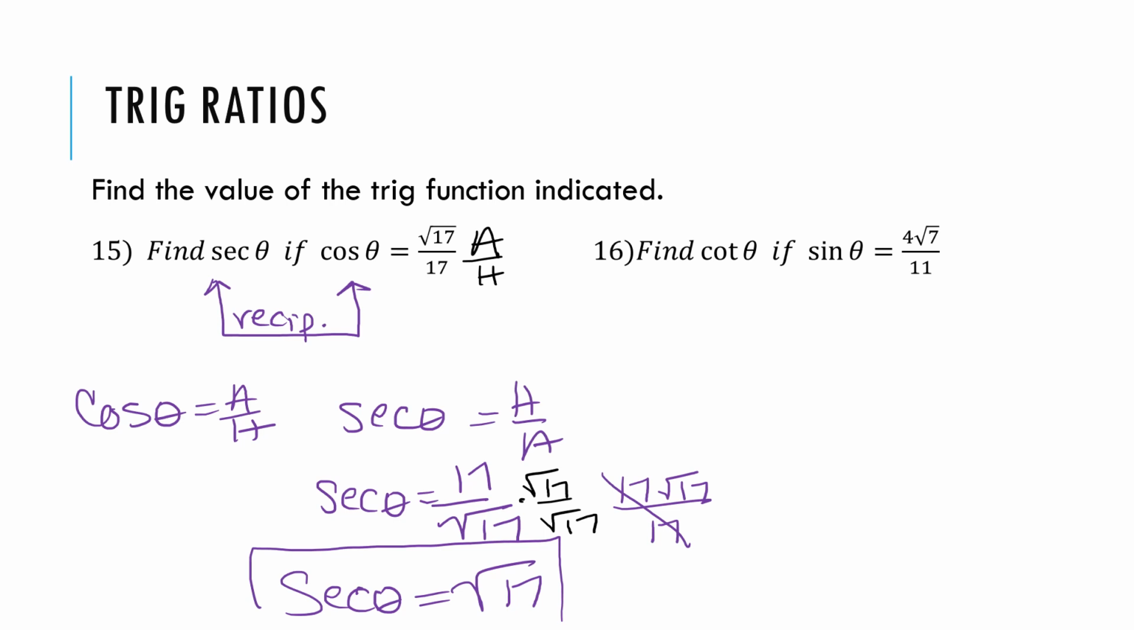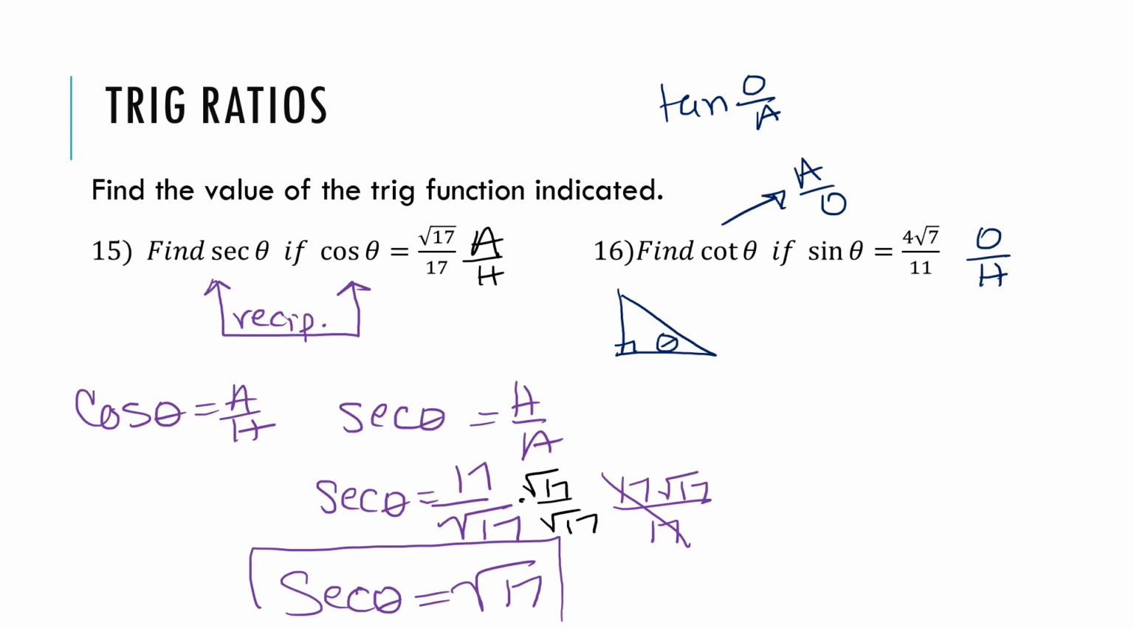All right, number 16, cotangent of theta. Remember, cotangent is the reciprocal of tangent, and if tangent is opposite over adjacent, cotangent is adjacent over opposite. For sine of theta, that is the opposite over hypotenuse, so we're going to have to do a little bit of work to help us determine the cotangent of the same angle. So we're going to sketch our triangle. Doesn't matter where you put your theta. I'm going to tuck it in the bottom right corner here.